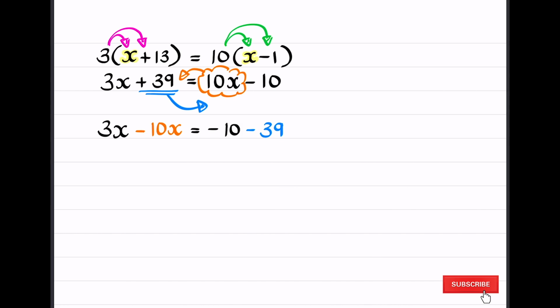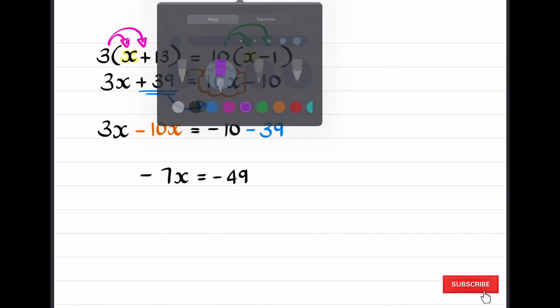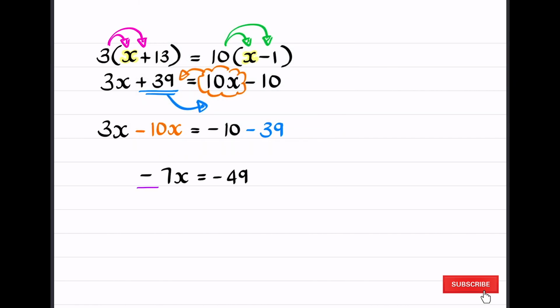So now what I have is 3x minus 10x, which gives me negative 7x, equal to negative 10 minus 39, which is negative 49. But I don't want negative 7x, I want the x by itself, so I'm going to divide the left-hand side by negative 7 so that they cancel. What I do to the one side, however, I'm going to do to the other side as well. So therefore, I have negative 7x divided by negative 7, which is x, equal to a negative divided by negative, which is a positive, and 49 divided by 7, which is 7.